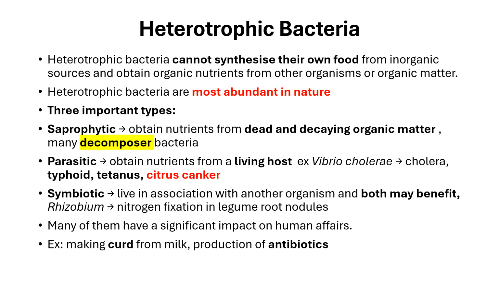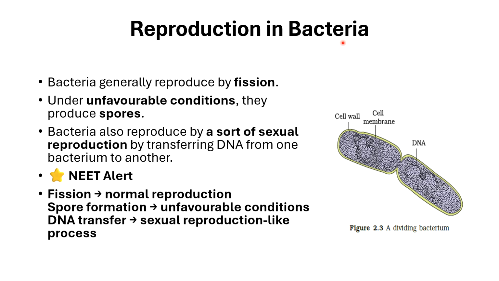If you talk about reproduction in bacteria, bacteria generally reproduce by binary fission. Only under unfavorable conditions do they produce spores. Also, a primitive form of sexual reproduction is present in bacteria, called conjugation. In this, the bacterium transfers DNA from one bacterium to another.